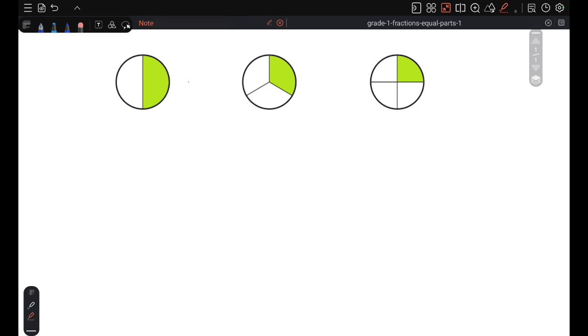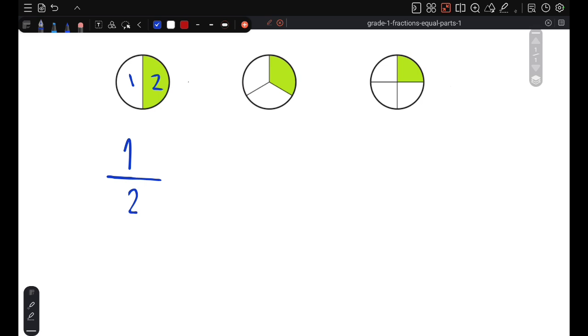First, the first one is 1, 2, and it seems that they are equal parts, so I can represent it as a fraction. I will represent the color parts. So how many color parts do I have? I have one part, out of how many parts in all? 1, 2. So 1 out of 2.